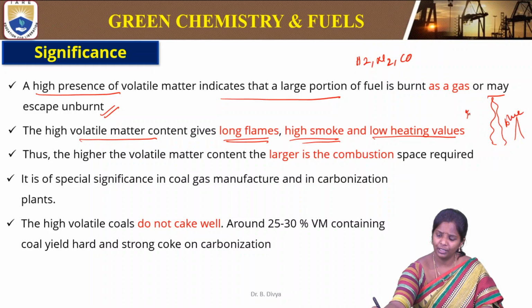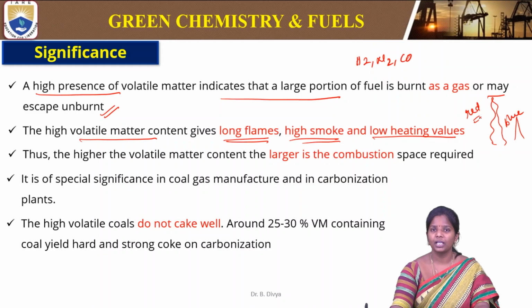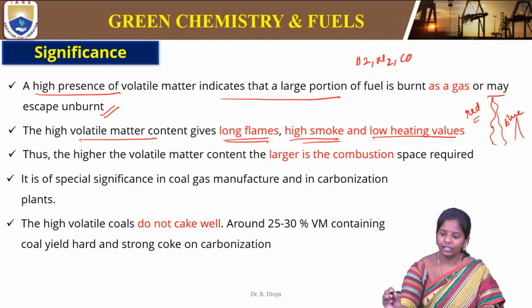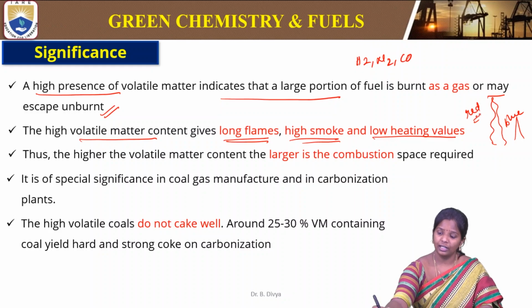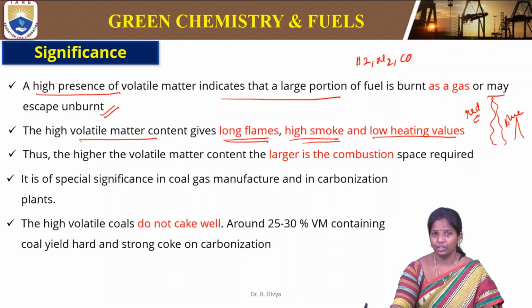These long flames will be red colored and long flames which will have low energy. It also gives high smoke because this red content will have mineral matter like sodium, calcium, magnesium ions that are not removed, so it will give smoke. That is why it is very important to remove both organic and inorganic volatile matter, so that it will not give smoke.